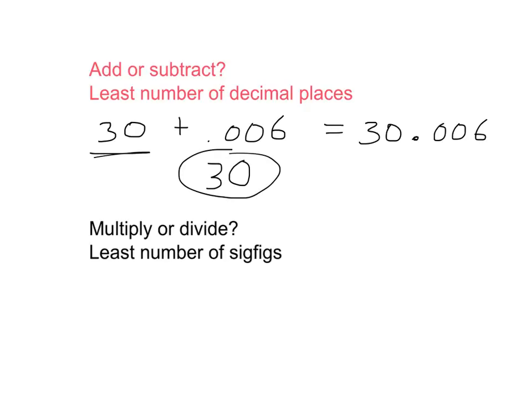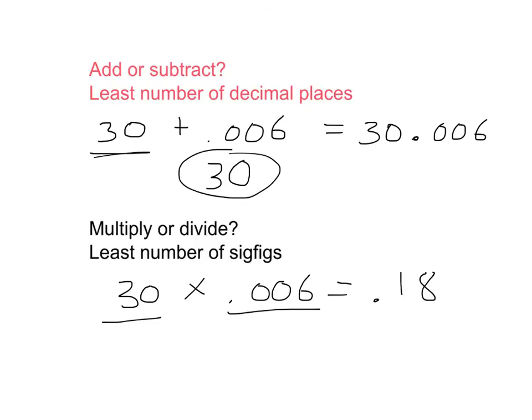When you're multiplying or dividing, your answer can't have any more significant digits than the least of your numbers. So if I were multiplying 30 times 0.006, if I do that on my calculator, I get 0.18. How many significant digits do I have in 30? Just 1. How many in here? Also just 1. So my answer can only have 1 sig fig. So I've got to round this to 0.2.